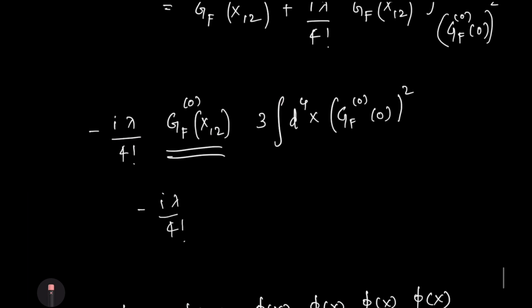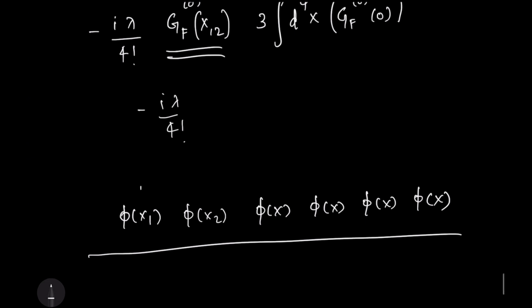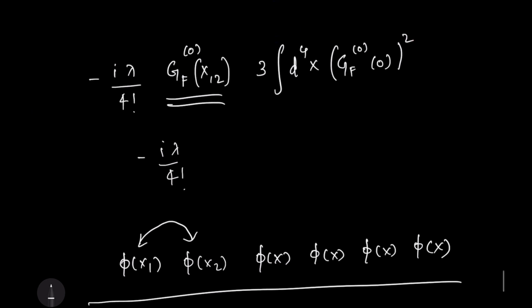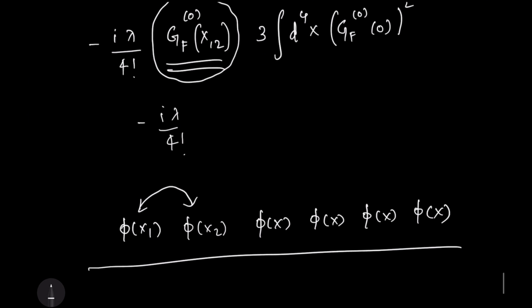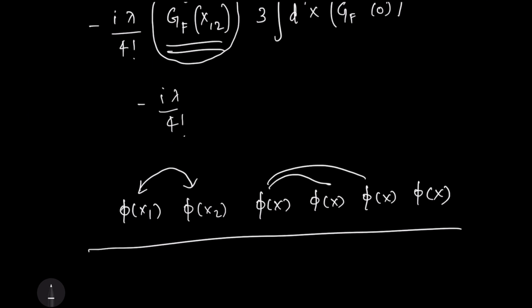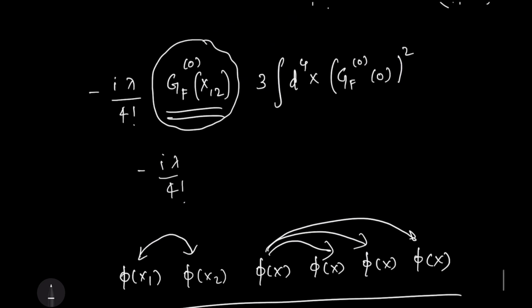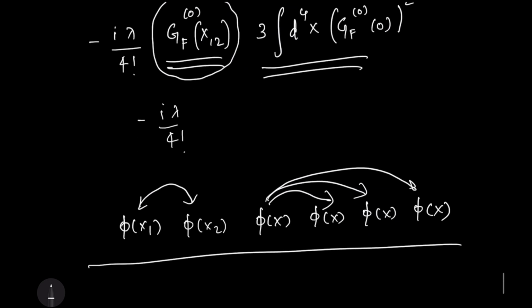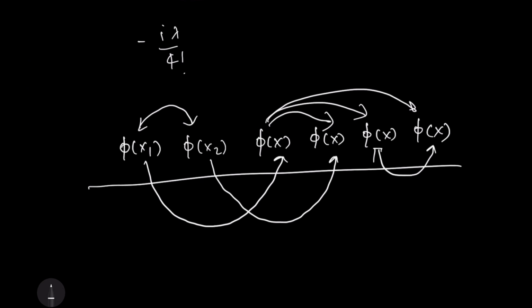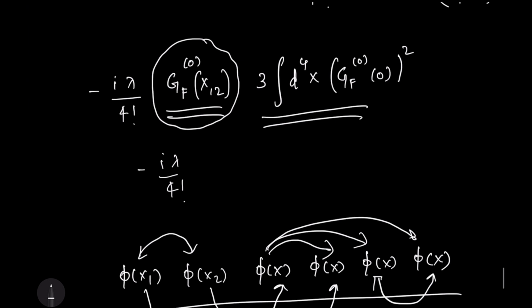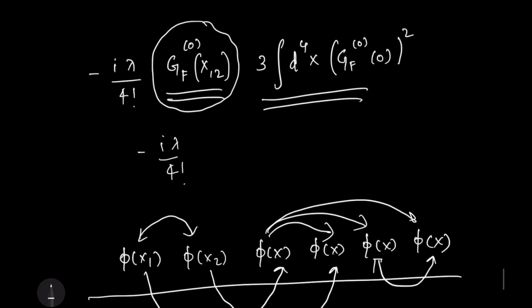So first, these 2 can pair up in only one way, so that is GF0 x12. Then the remaining phi of x can pair in 3 ways. That is one way of doing this. Otherwise phi of x1 can pair with x, phi of x2 can pair with another one, and then these two can pair in one way. So I am going to write i lambda by 4 factorial.